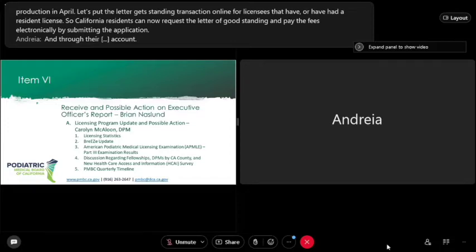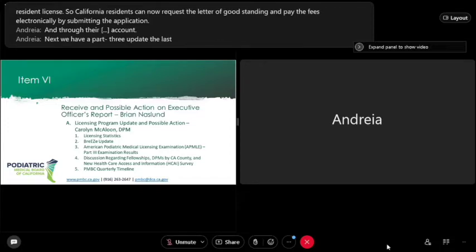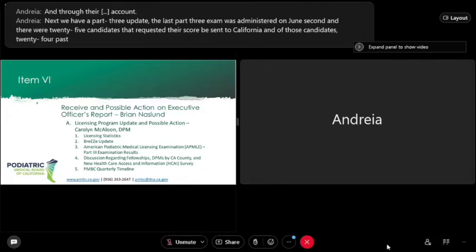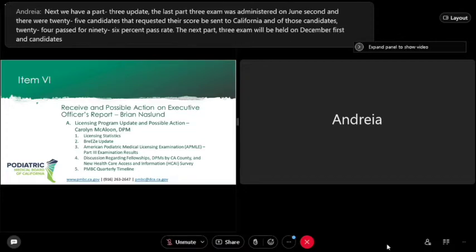Next, we have a Part 3 update. The last Part 3 exam was administered on June 2nd, and there were 25 candidates that requested their score be sent to California. Of those candidates, 24 passed for a 96% pass rate. The next Part 3 exam will be held on December 1st, and candidates will need to register by November 18th. Any questions so far?